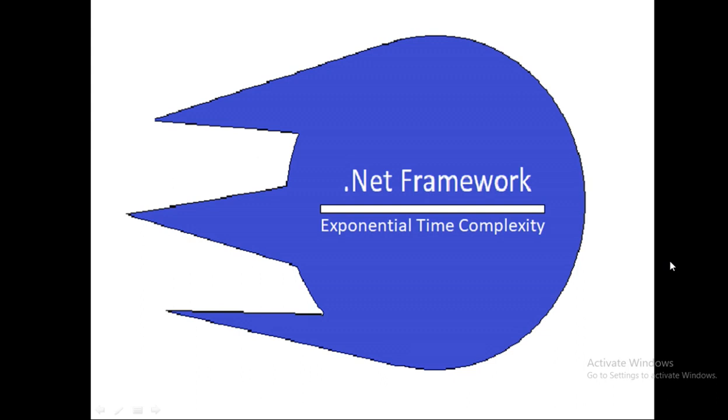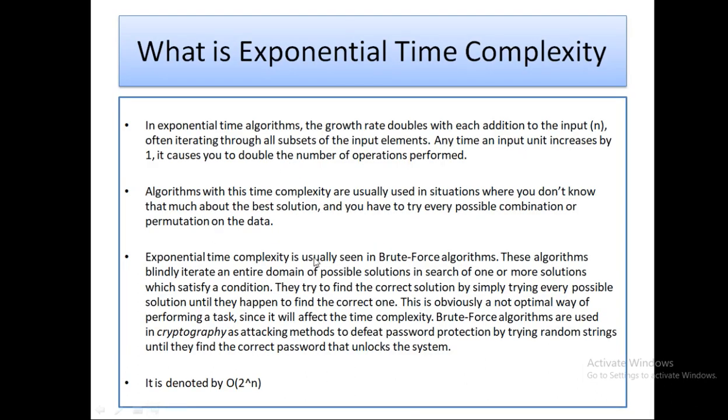You are watching .NET Go and our today's topic is what is exponential time complexity. So what is exponential time complexity? In exponential time algorithms, the growth rate doubles with each addition to the input, often iterating through all subsets of the input elements. Anytime an input unit increases by 1, it causes a doubling of the number of operations performed.